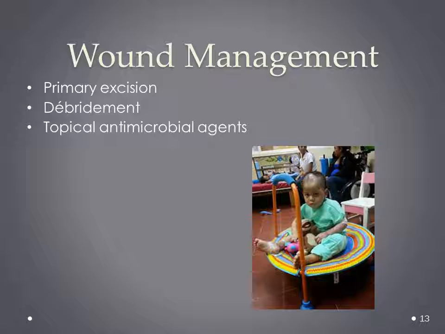When we talk about wound management of burns in children, we have 3 steps. We need primary excision of dead tissue, debridement of dead tissue, and topical antimicrobial agents to help us to control potential infection. So we want to prevent the infection, we want to remove devitalized tissue, and eventually we're going to need to close the wound, which is the burn.